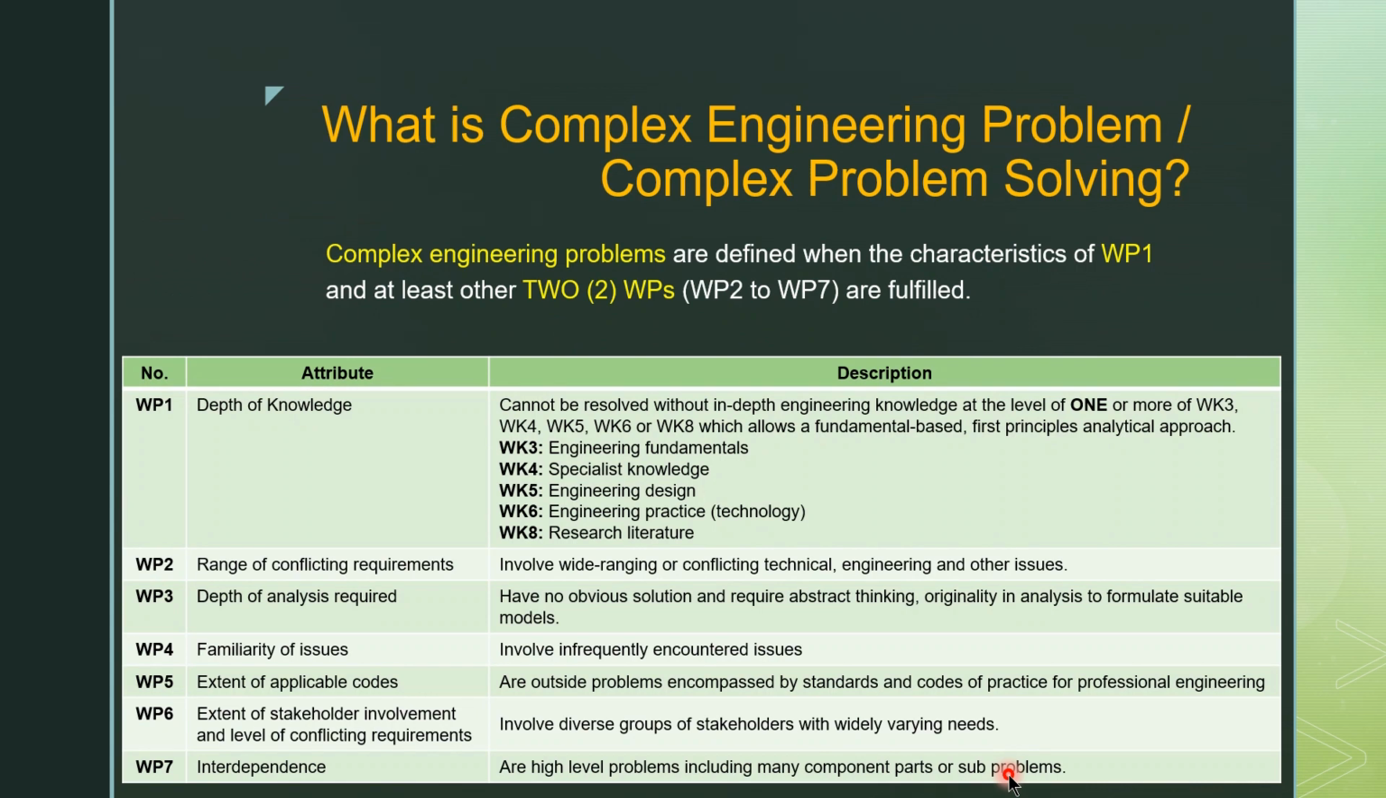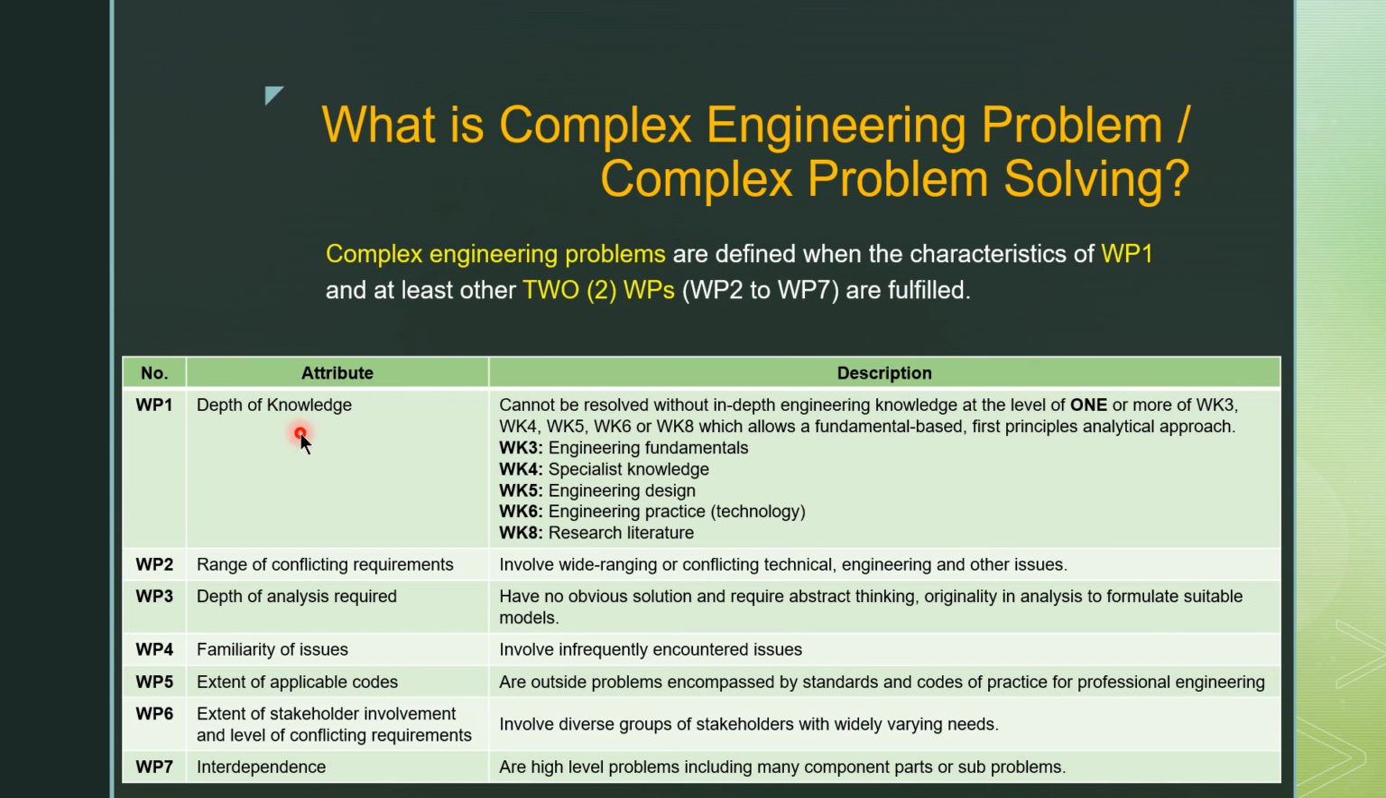This is the most important thing that I need you to realize: complex engineering problem or complex problem solving is critical in the work of the IED. Complex engineering problems are defined when the characteristics of WP1 and at least two other WPs, from WP2 to WP7, are fulfilled. What is a WP? It is the knowledge profile, and also the graduate attributes.